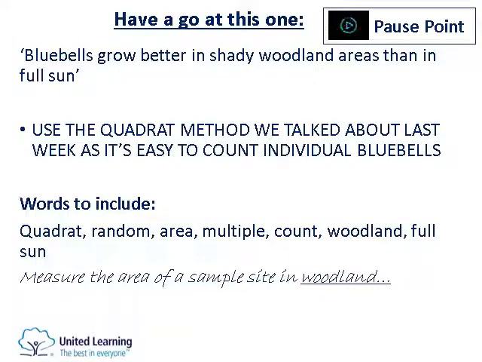So I've given you the first sentence. I've said measure the area of the sample site in the woodland. What are you going to do next? I want 5 bullet points telling me how you are going to estimate the population of bluebells in the woodland.